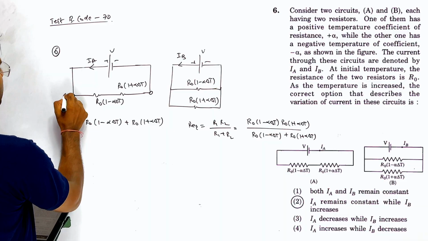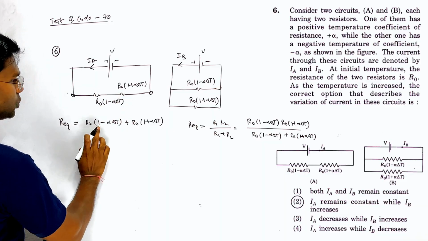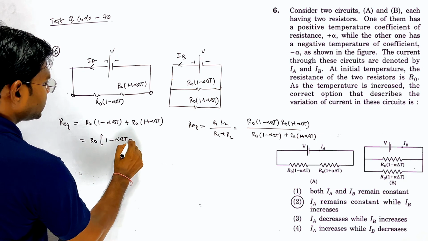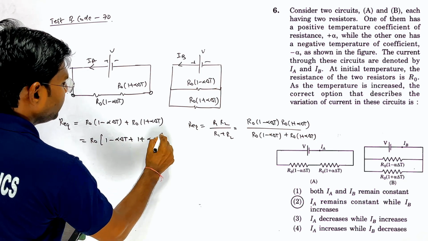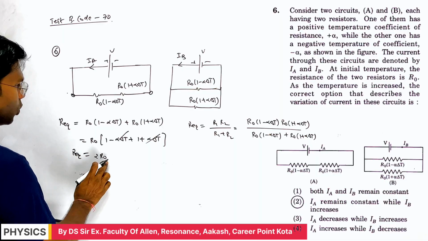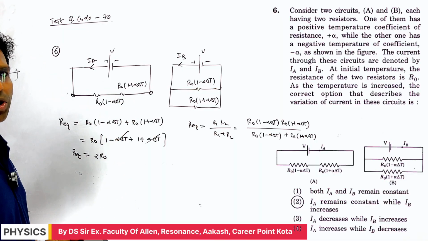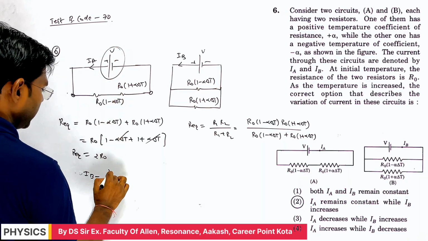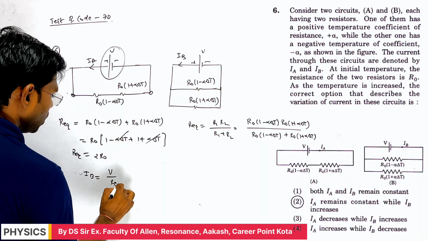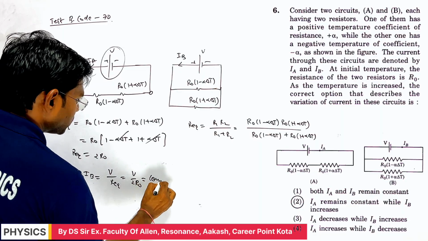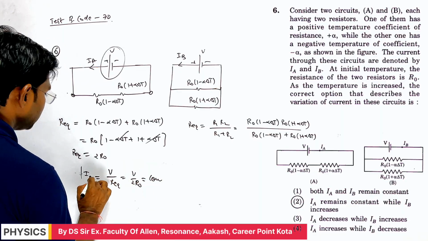If you consider the equivalent resistance, both are in series, so R1 plus R2 is the equivalent resistance. If you add them and simplify, you will get 2R0. So the equivalent resistance does not depend upon the change in temperature. So what is the current? It is total EMF upon total resistance, so V upon 2R0. You will see that this current is constant. So this is the IA.